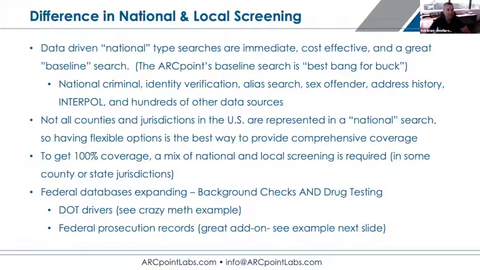We've already talked a little bit about this, but the baseline search from ARCpoint is really the best bang for the buck because you're going to get all of the identity verification and all the alias information. You're going to get a national criminal search, which gets all the reporting jurisdictions in the United States. You're also going to get the sex offender search and all the supplemental searches like Interpol and International Most Wanted and all those other ones that I've talked about. That all gets bundled in, and so you get a really good preliminary view of the person.